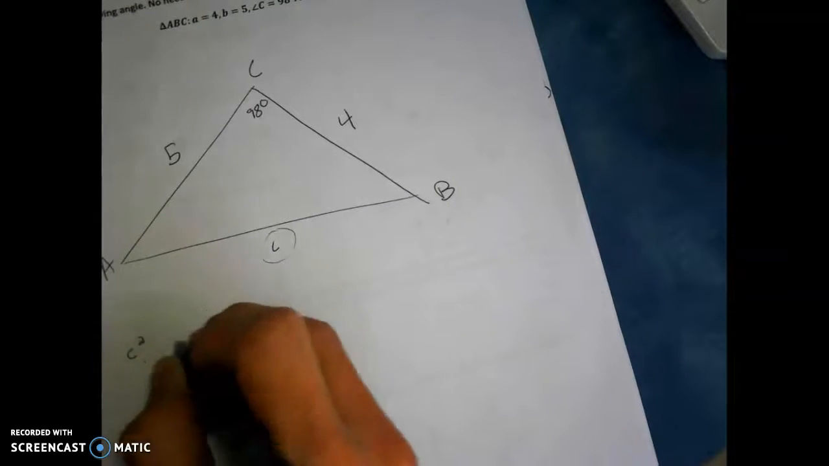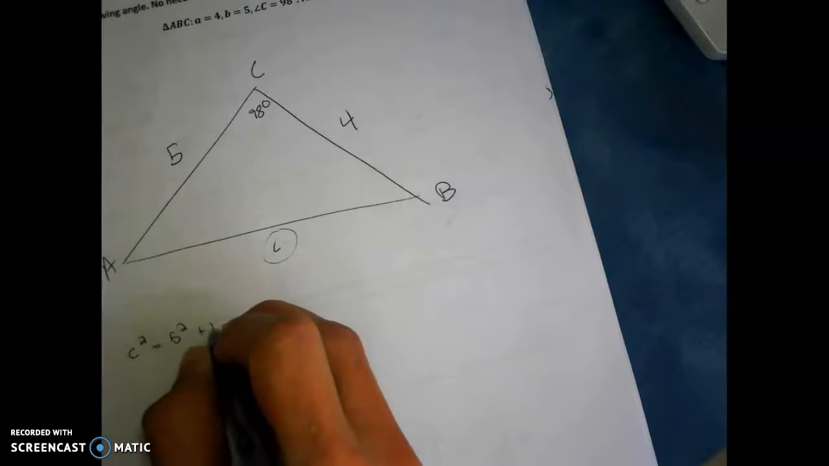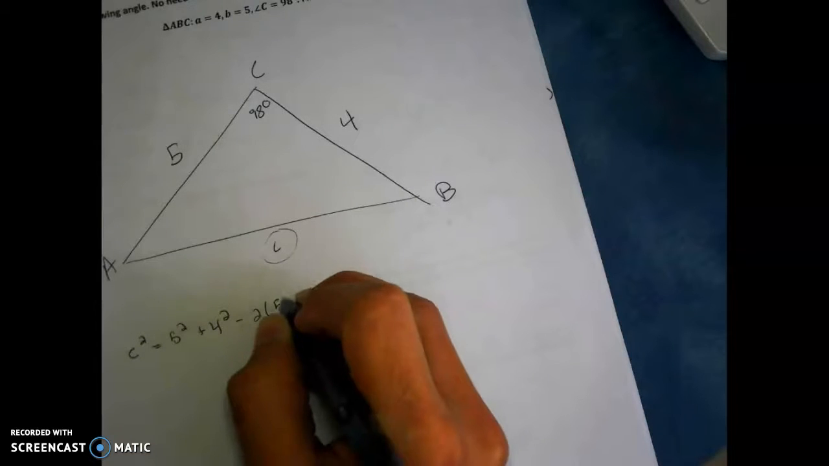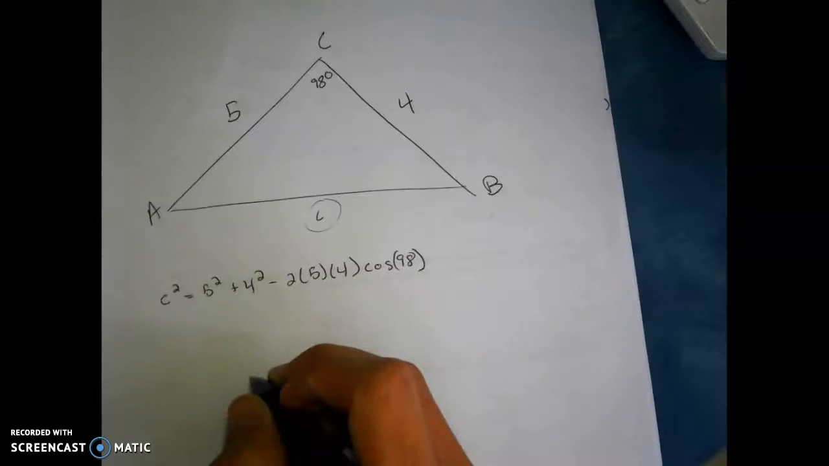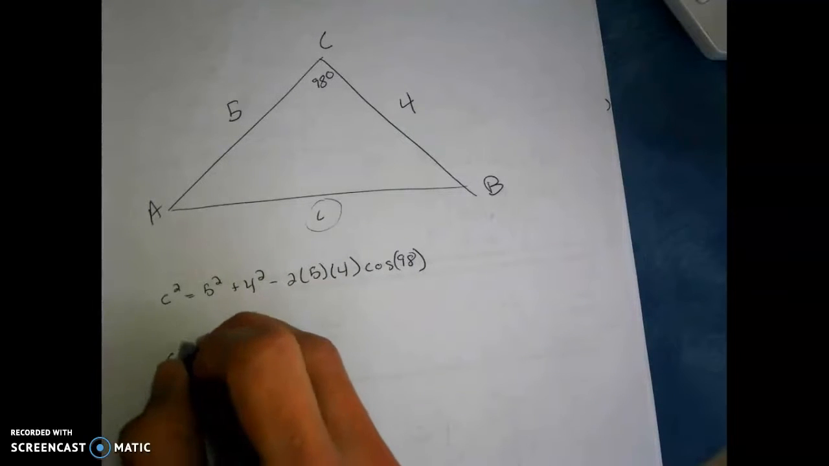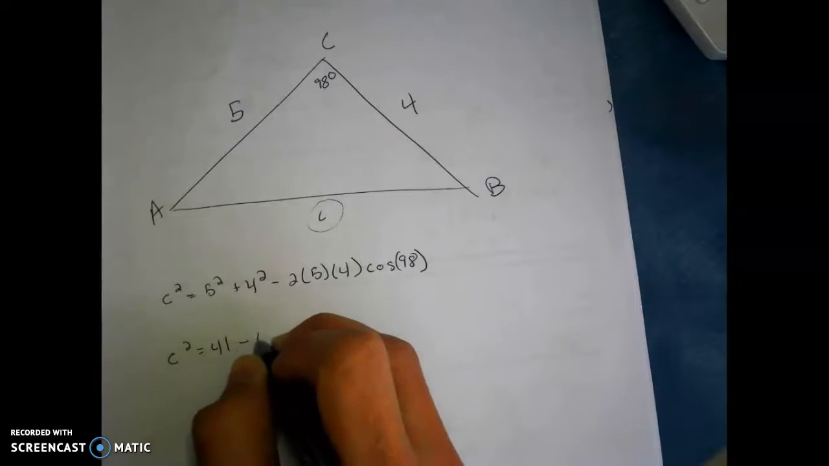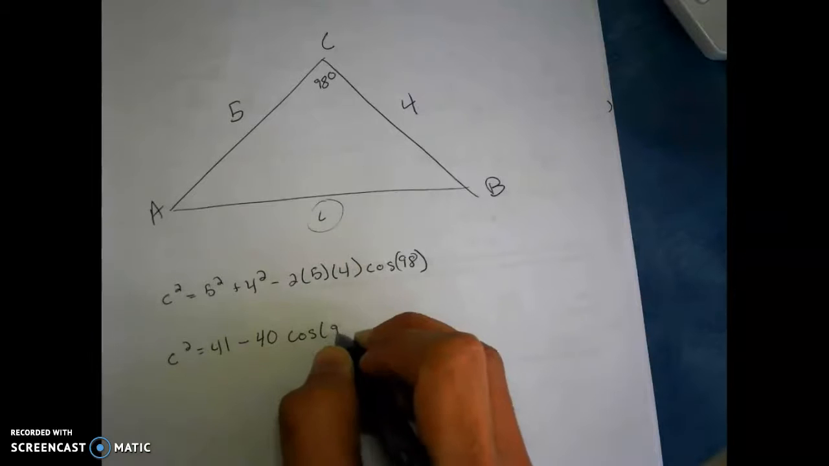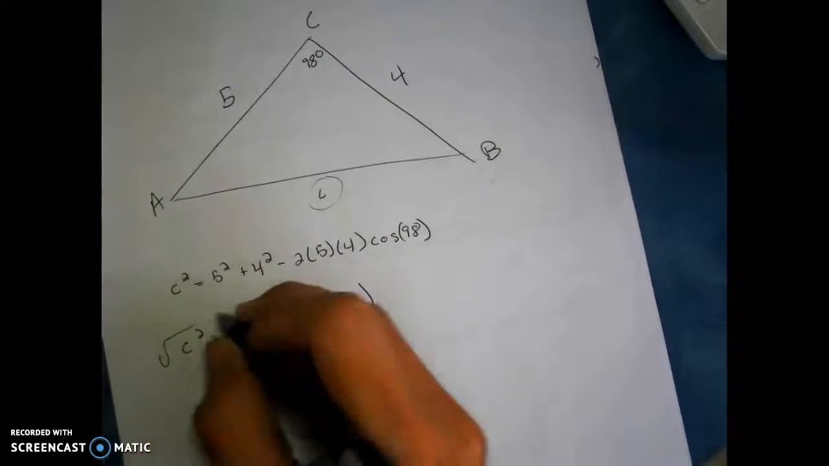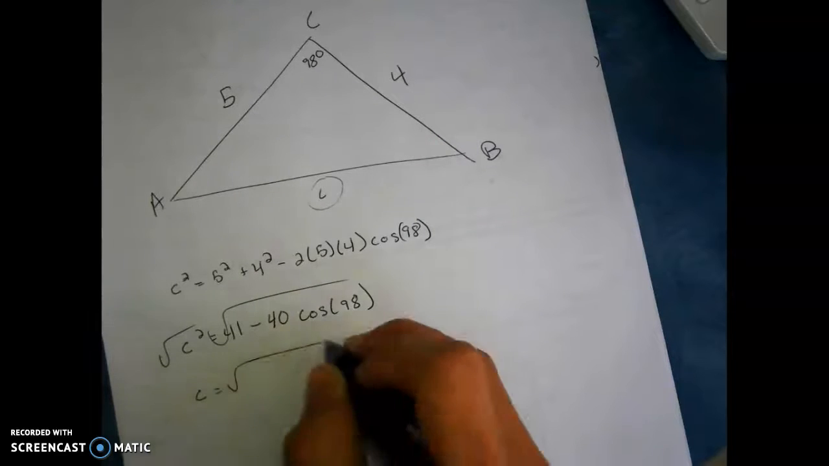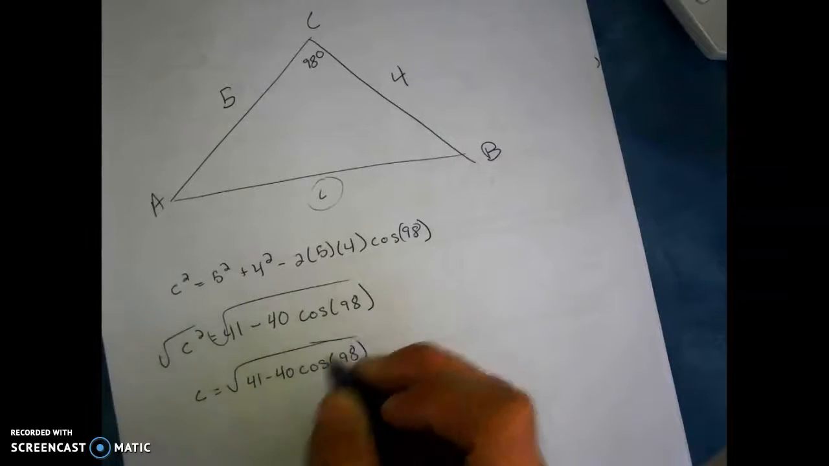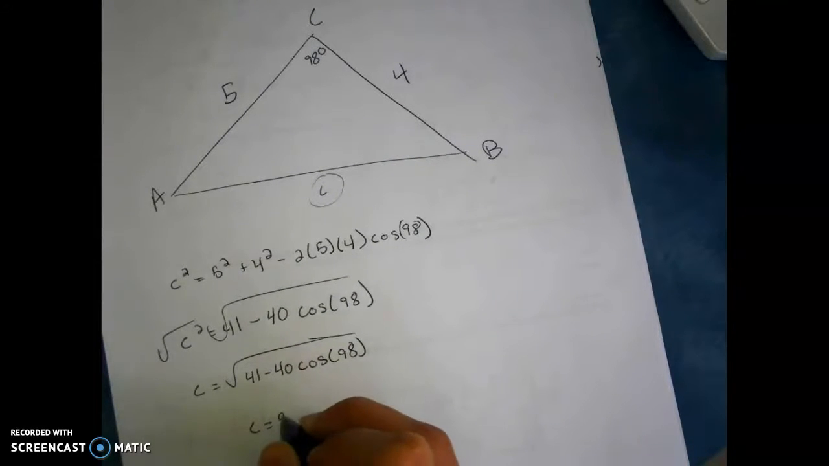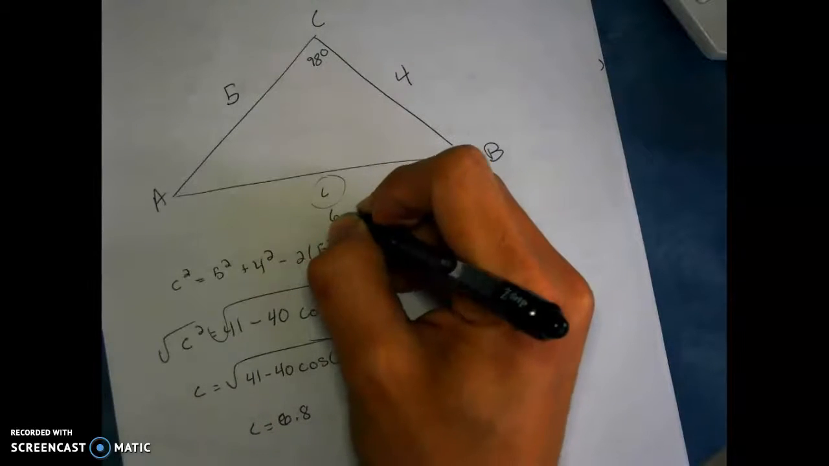Okay, so if we use the law of cosines first, to find C, we're going to have C squared is equal to 5 squared plus 4 squared minus 2 times 5 times 4 times cosine of 98. Okay, do some simplifying. I get C squared is equal to 41 minus 40 times cosine of 98. Square root both sides. I get C is equal to the square root of 41 minus 40 times cosine of 98. Awesome, plug that into my calculator. I get C is equal to 6.8. So now I know C is equal to 6.8.